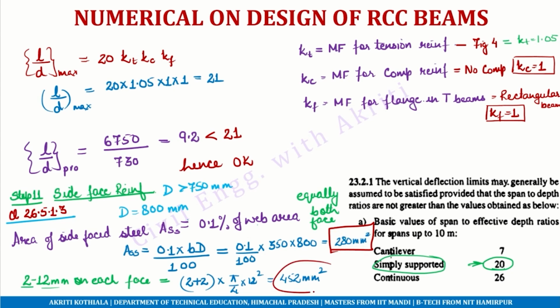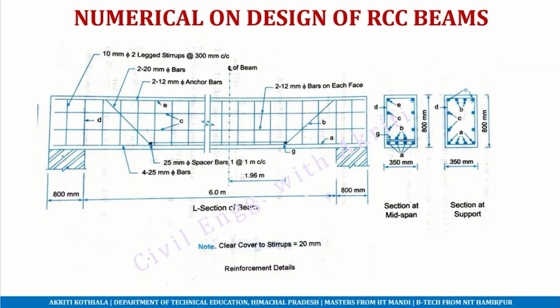The spacing of the bars of the side face reinforcement should be not greater than 300 mm. So we are providing a spacing of 300 mm center to center. So we have provided two 12 mm diameter bars on each face at a spacing of 300 mm center to center. So finally, this is the detailing of the beam where you can see the side face reinforcement.